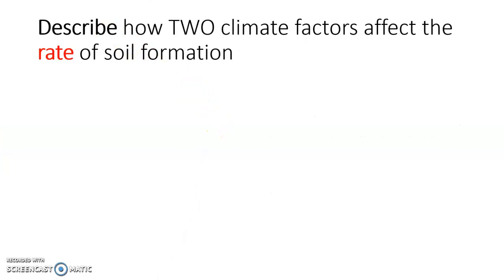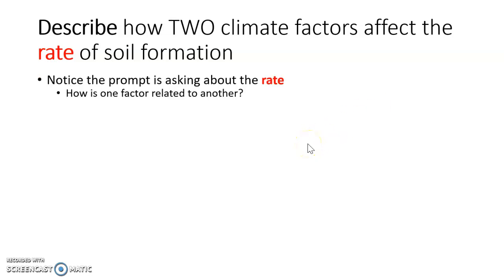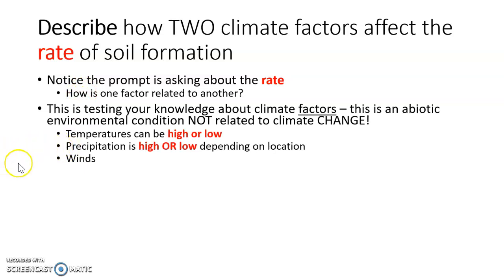So the first one asks how climate factors affect the rate of soil formation. In particular, we are noticing in the prompt that it says the rate of soil formation, so how is one factor related to another? This is testing your knowledge about climate factors, such as an abiotic environmental condition. It is not directly related to anything about climate change, which took me by surprise because when I first started grading this, I was under the wrong assumption that this was asking about climate change, and when I reread the prompt, I realized it was just talking about climate factors.